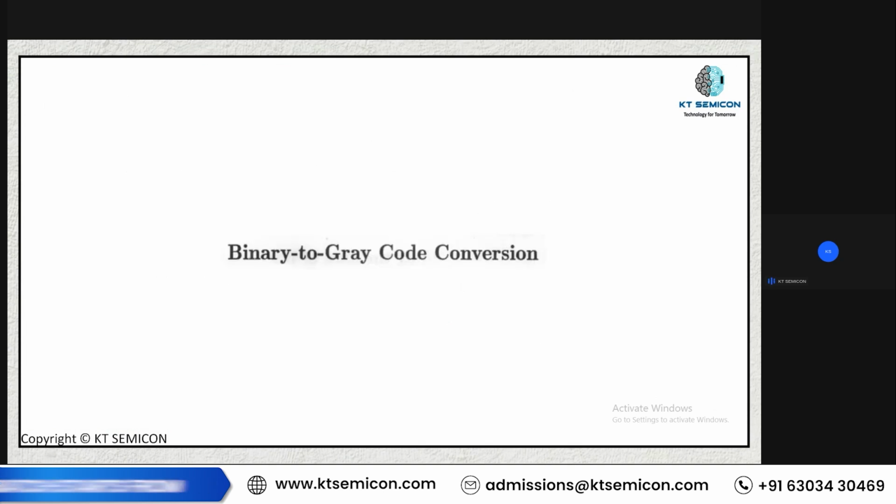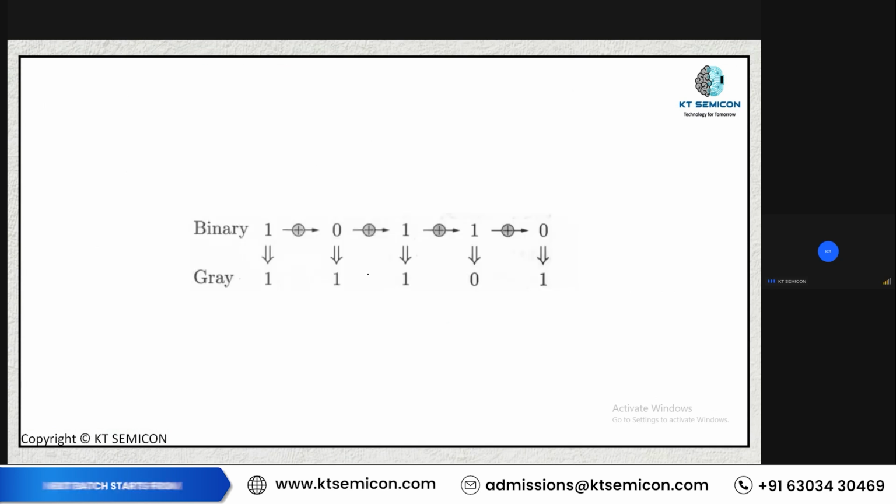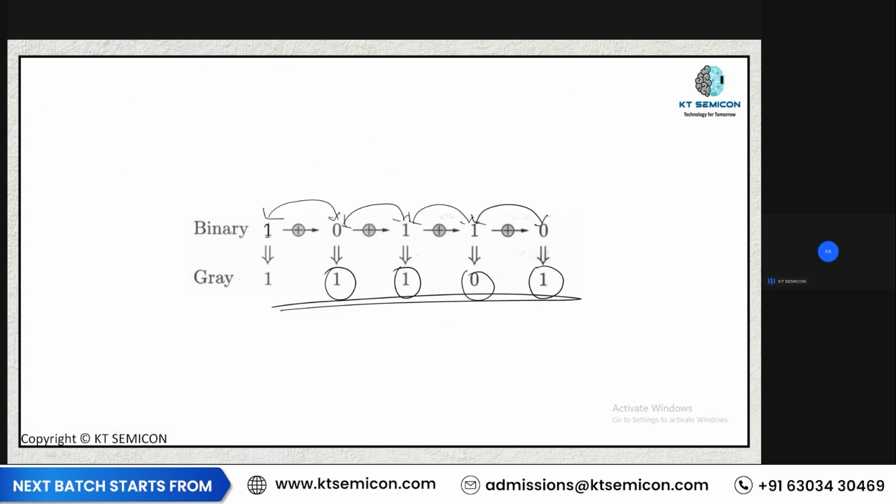Now let us try to understand how we are going to perform binary to gray code conversion. Let's say we have a binary number. If I want to convert it into gray code, I first copy the MSB as it is. Next, I perform the XOR operation between the adjacent bits and get the next value. Next, I perform the XOR between the next two bits and get this value. Next, the XOR between these two bits, and next, the XOR between these two bits, and I get these values. So this is how I perform the binary to gray code conversion.